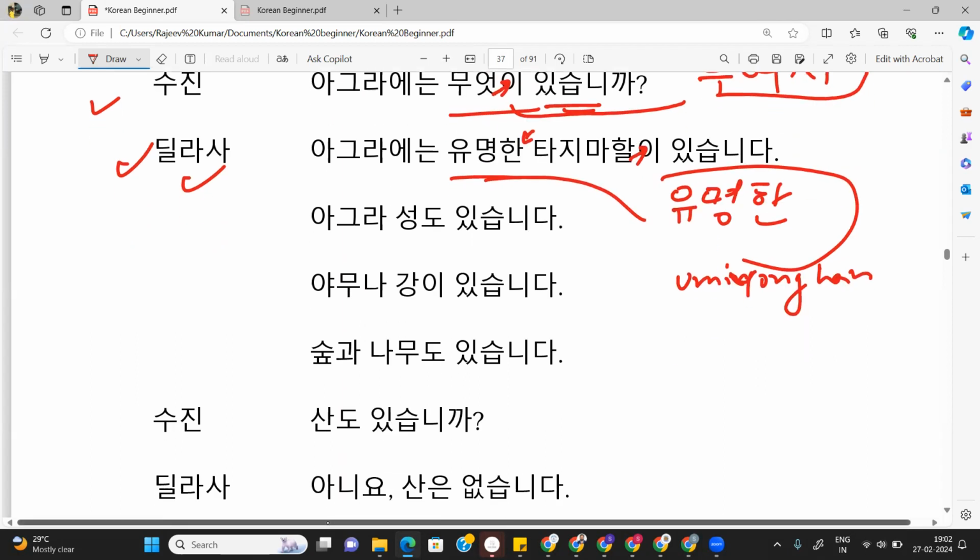Next. Agra. Somdo. Is Isamnida. Yes, Somdo is fort. Fort. Okay. The next is Yamuna. Gangi, Gang, Gangi. Yes. Yamuna Gangi is Isamnida. Yes. Okay.